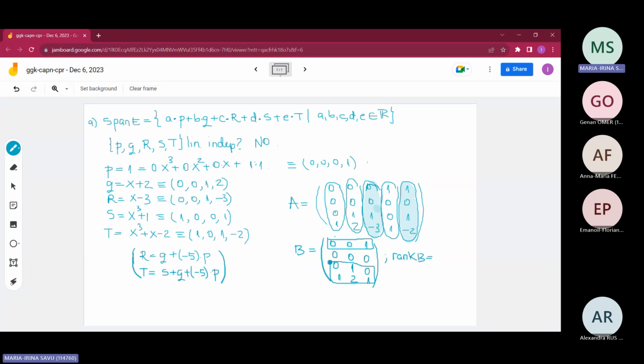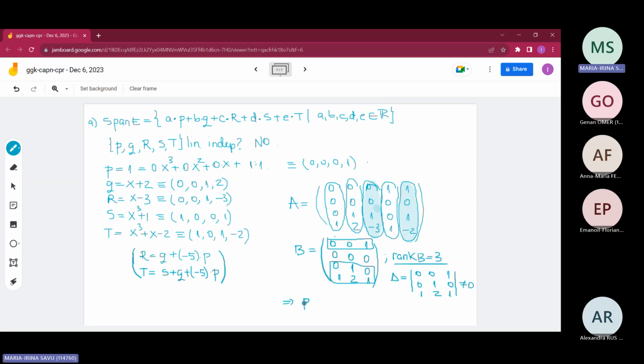Let's try this. Okay, because you are right, we write the vectors exposed and work with columns. So in this case, the rank of B is 3, because the minor which is not 0 is this one: 0 0 1, 0 1 0, 1 2 1. Okay, this is not 0. So the rank of B is 3.